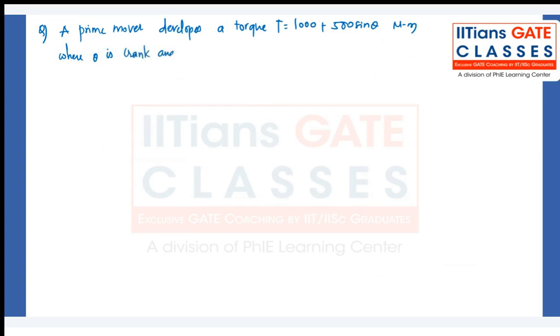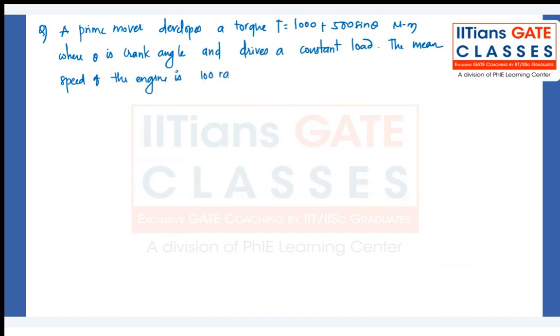where theta is crank angle, and rho is a constant load. Okay. The mean speed of the engine is 100 radian per second.